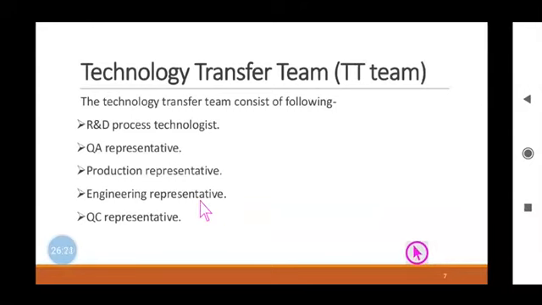Maybe sometimes the equipment is there, but a part of that equipment is required to be replaced. Then again, as the work is supposed to go on for a specific period, the maintenance of the equipment is a requirement, and therefore the engineering representative must also be a member of this team. Then the QC representative is also needed, as the product, if it is to be evaluated properly, then the QC procedures, quality control procedures, must be laid down.